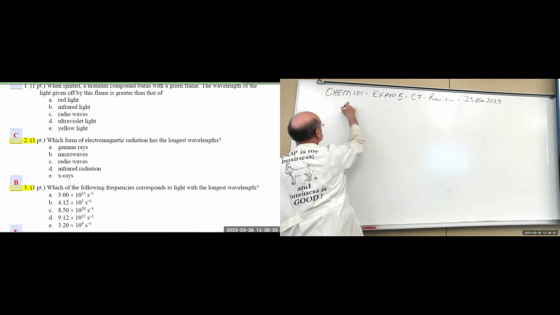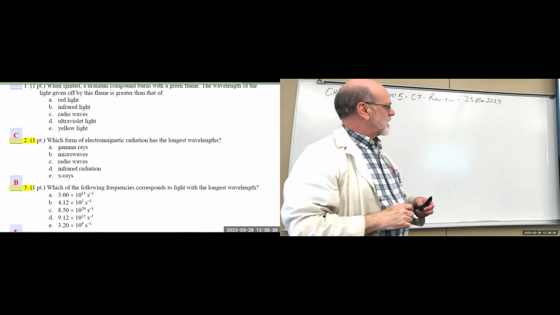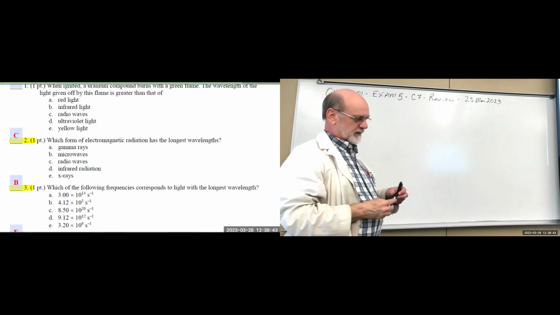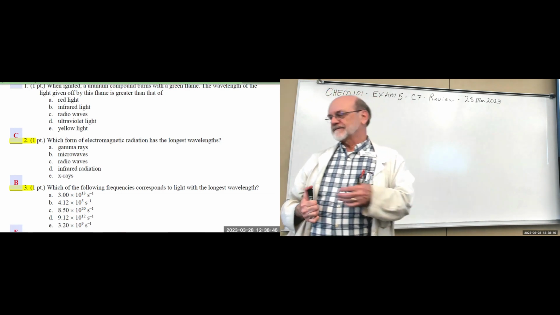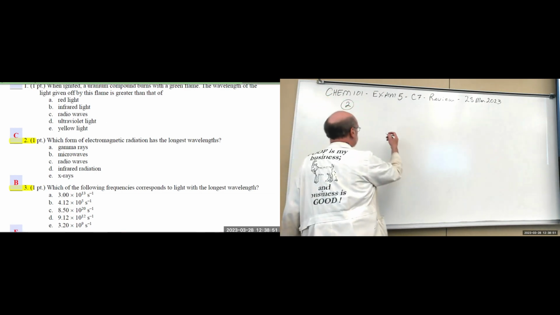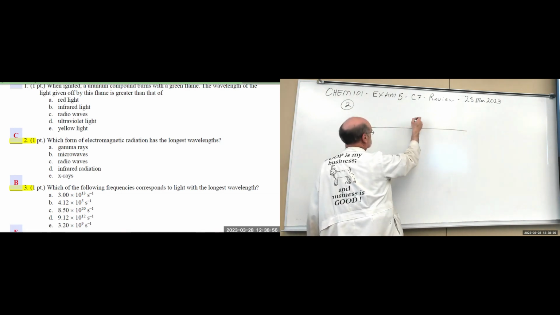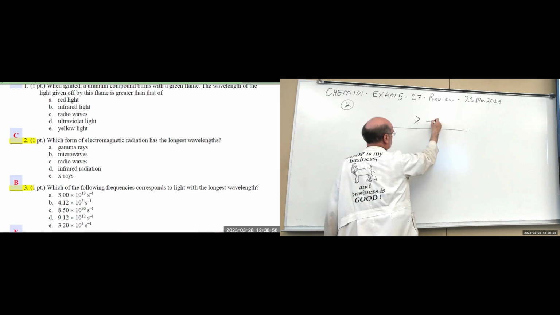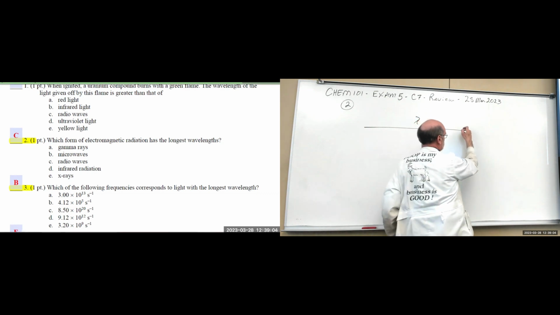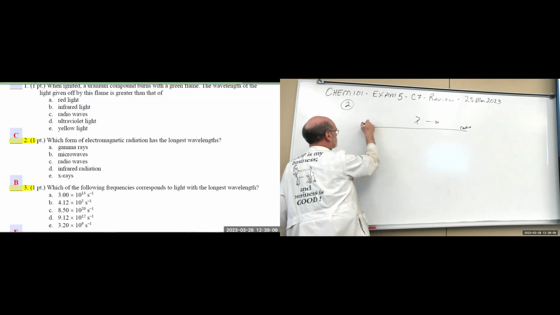So let's get moving. Which form of electromagnetic radiation has the longest wavelengths? Either you memorize it or you rationalize it. If you have a spectrum, and the wavelength gets bigger in that direction, then the longest wavelengths are going to be radio waves. And the shortest ones are going to be gamma rays.